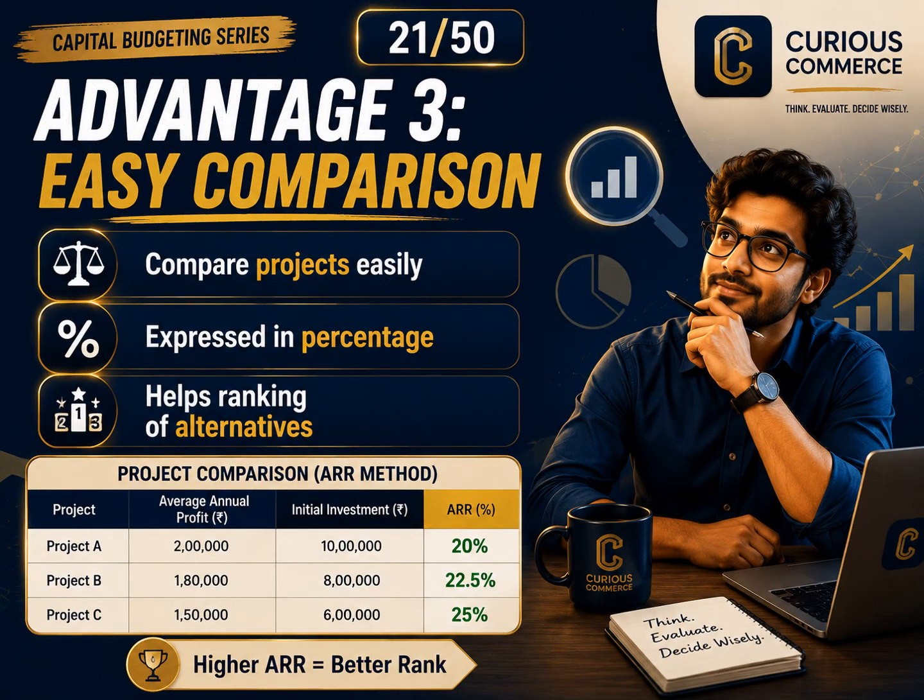The third advantage is easy comparison. Since ARR is expressed as a percentage, comparison becomes easy. Suppose projects A and B. Project A gives 20% ARR, project B gives ARR of 25%. Immediately, managers can identify which project looks more profitable. 20% is less than 25%. It means that project A is less attractive than project B. This helps in ranking the projects. In a competitive business environment, quick comparison is very important, especially when multiple investment options are available. Percentage based analysis becomes easy to understand. That is why ARR is popular in comparative analysis.